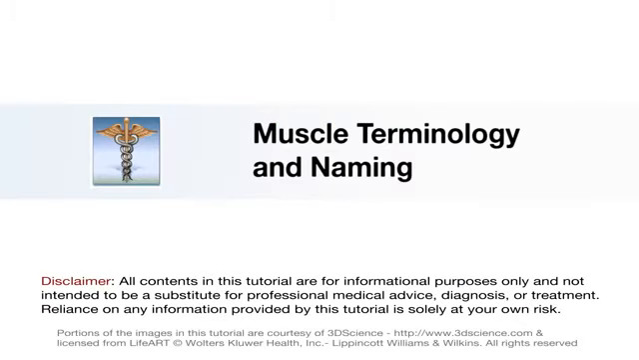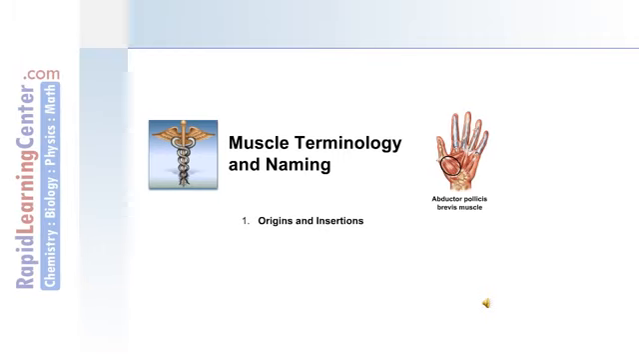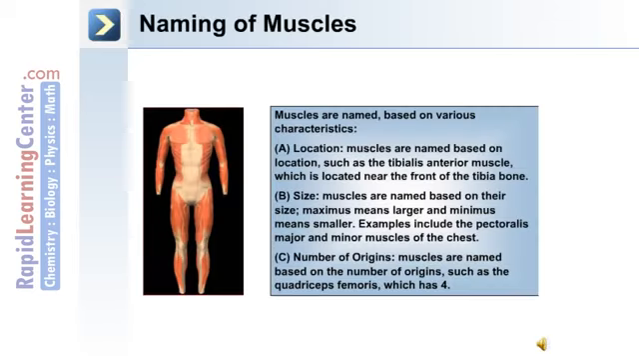Now let's move on to discuss muscle terminology and the naming of muscles. We'll discuss origins and insertions of muscles, actions, and muscle terms. The naming of muscles is based on various characteristics, including the location of the muscle, the size of the muscle, and the number of origins the muscle has.